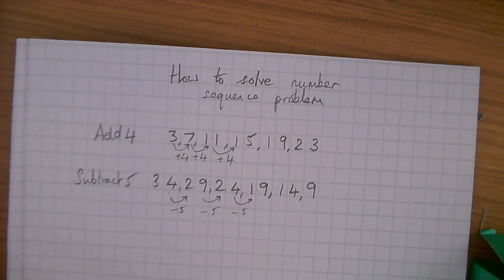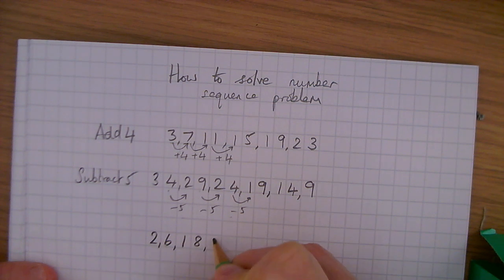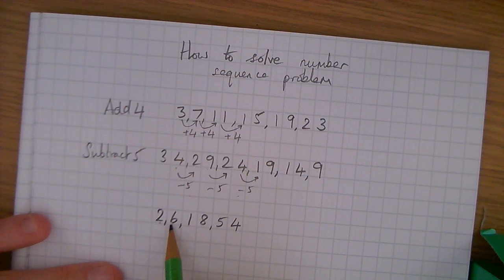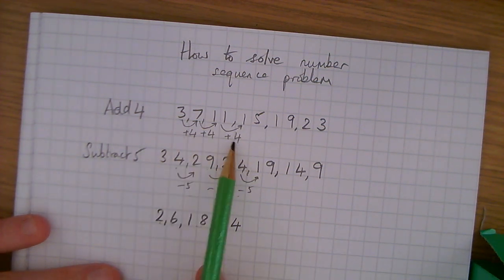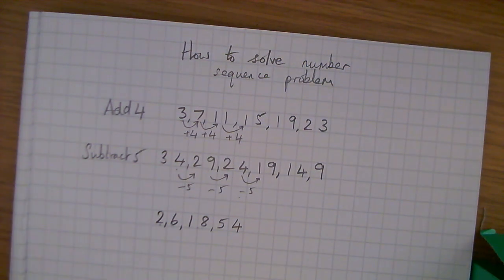Now some number sequences get a bit more tricky. Let's have a look at this one. 2, 6, 18, and 54. So this number increases by 4, but then it takes a much bigger jump, and then it takes a much bigger jump again. So we're not going to be able to just do adding like we did here. So what else could we be doing? Could it be multiply or could it be divide? Or it could be adding by a bigger amount each time.